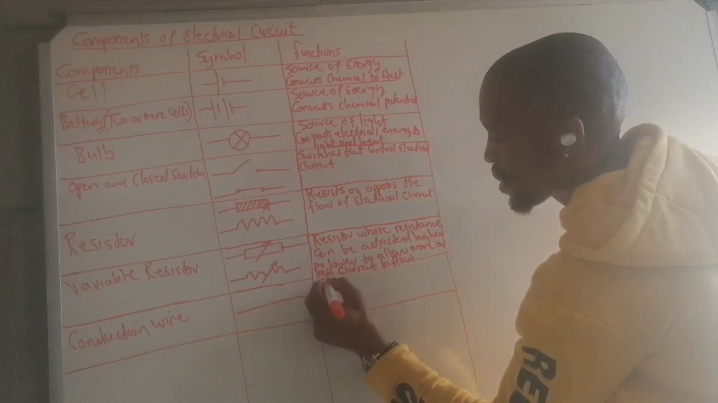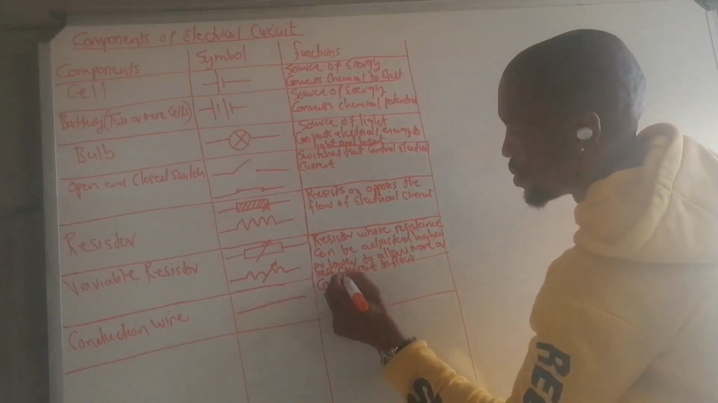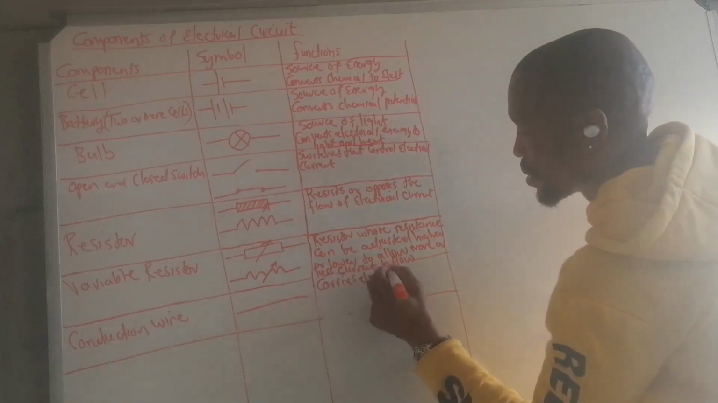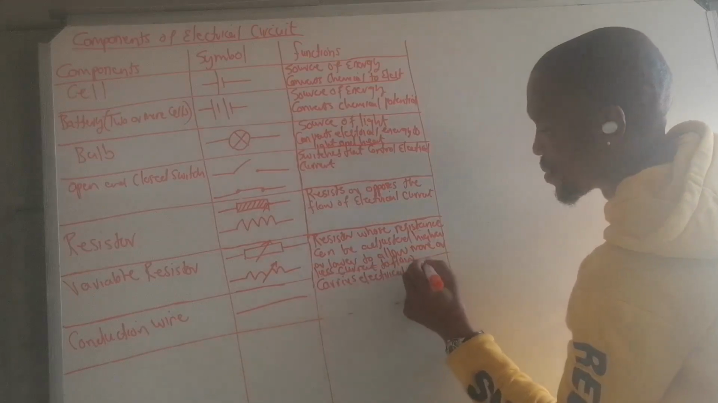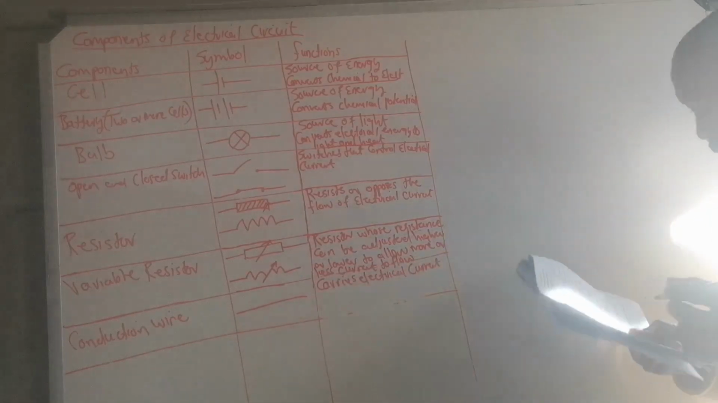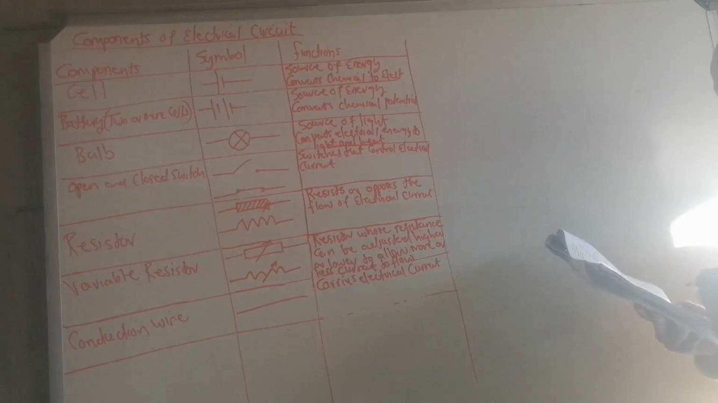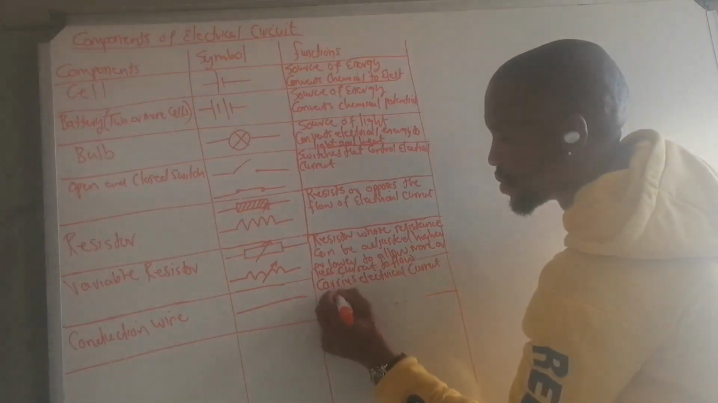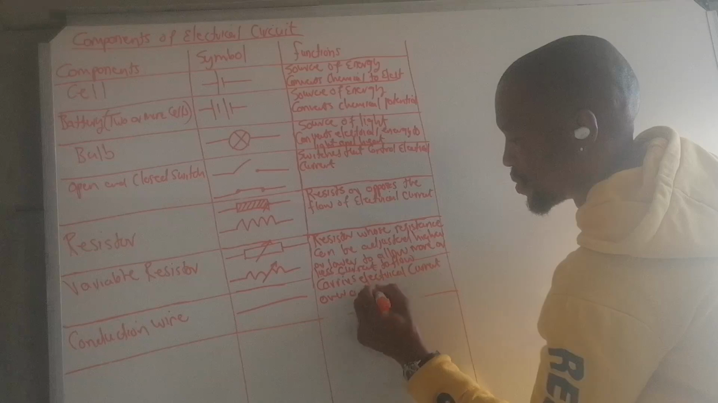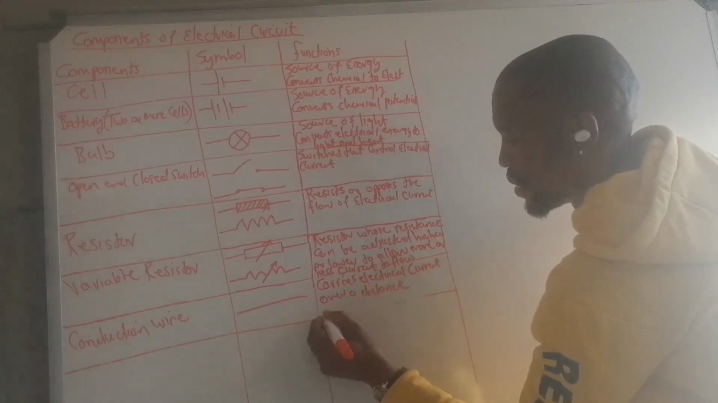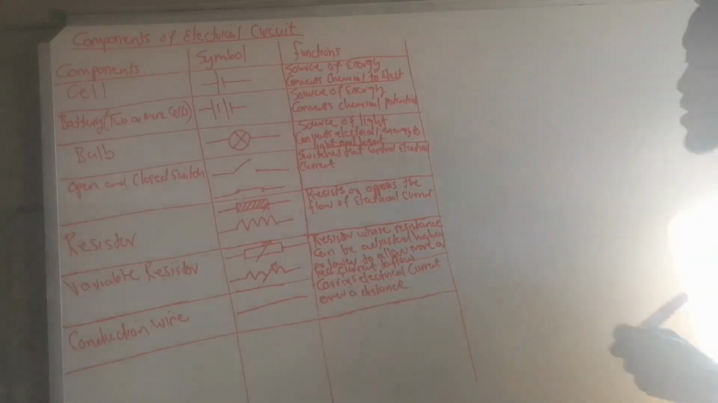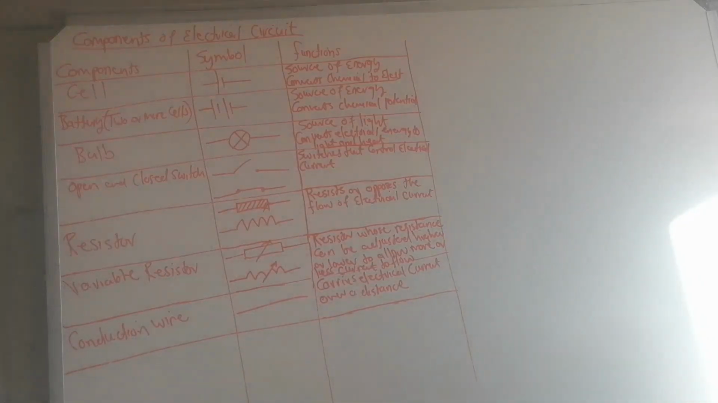So it carries electrical current over a distance. That is the function of a conduction wire.